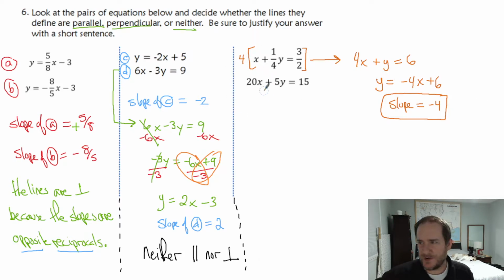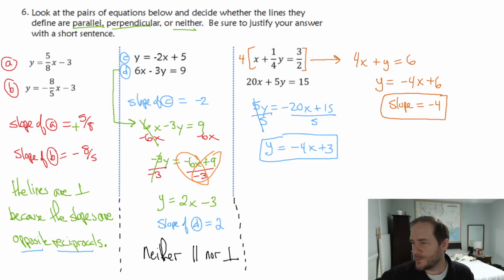Now for the second equation, subtract the 20x from both sides. So you get 5y equals negative 20x plus 15. Then divide through by 5, and you'll get y equals negative 20 divided by 5, which is negative 4x, and 15 divided by 5, which is plus 3. Oops, don't circle that. That's not what I care about. We just want the slope, and the slope is negative 4. And so guess what? Since both of these slopes are negative 4, that proves that the lines are parallel.